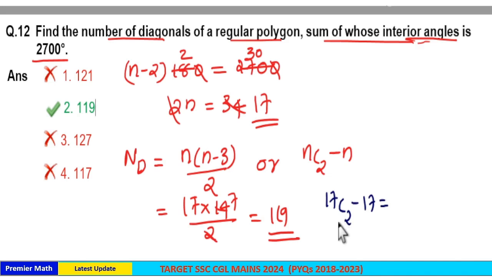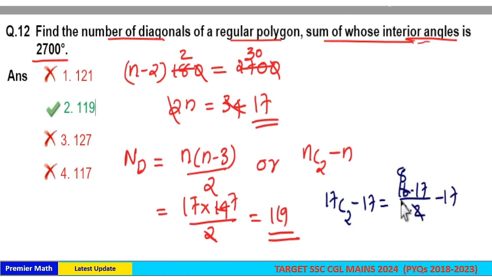17 minus 2 is equal to 15, cancel. Remaining is equal to 16 into 17 divided by 2 factorial minus 17. 2 goes 8 times in 16. So 8 into 17 minus 17 is also 119.